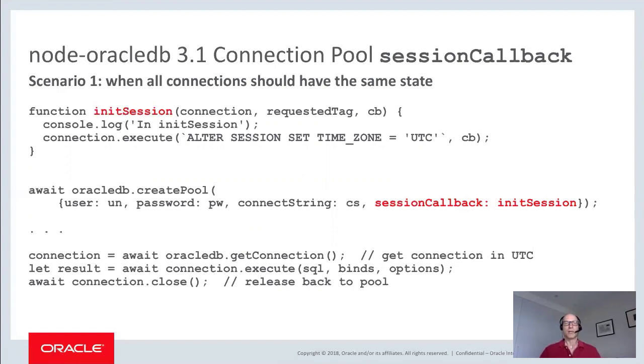So I would use this scenario when all connections should have the same state. So every application user wants, in this case, to be running in UTC time zone. Fairly simple, fairly straightforward. You do a get connection. This get connection is going to pull a connection from the pool, and the very first time it does that, the connection may need to be created, or it may be brand newly created and never used before. It has no session state in it. And what's going to happen is that the init session will be called before get connection returns.